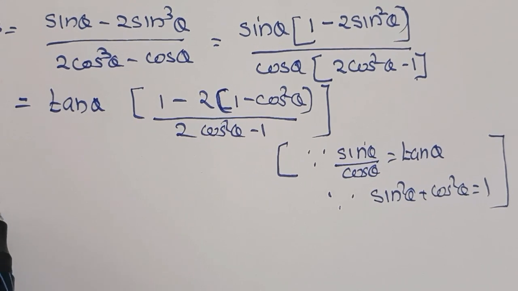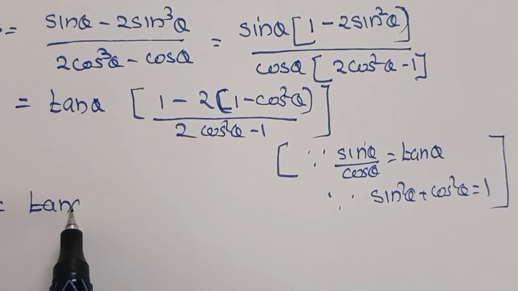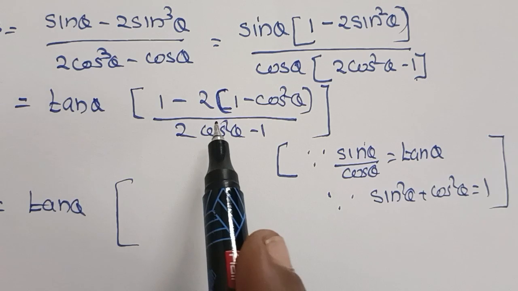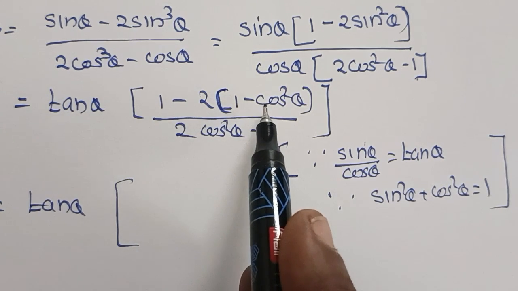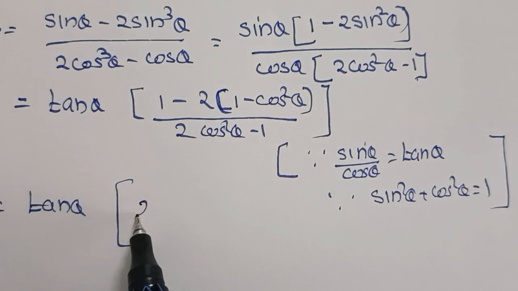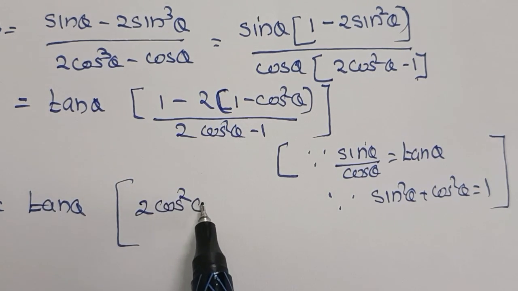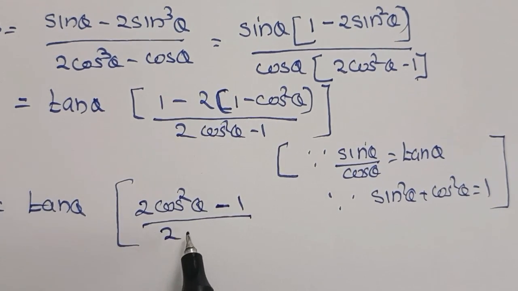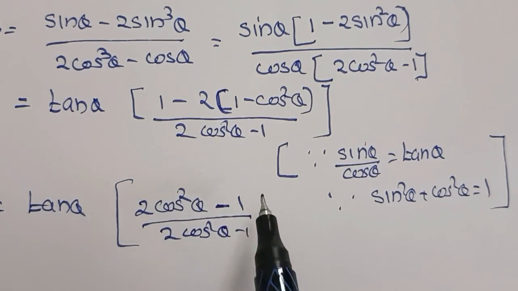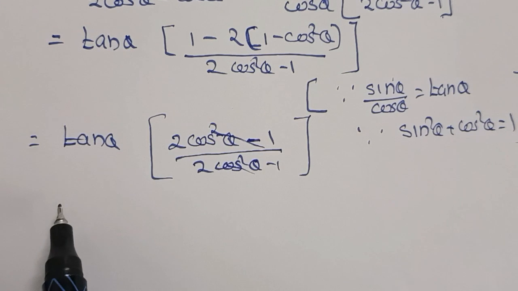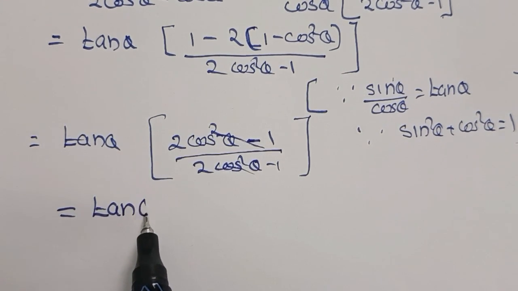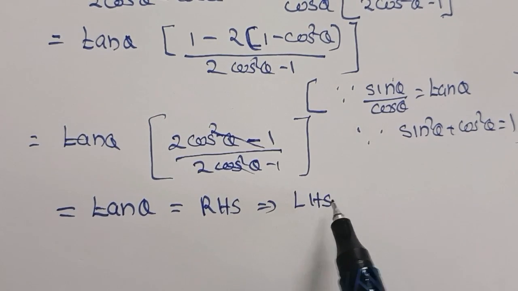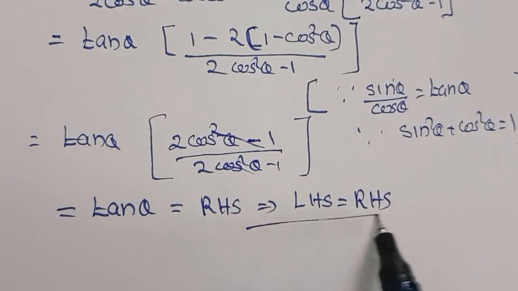Okay. That is equal to tan theta into, when you open the bracket, you get 1 minus 2, 1 minus 2 is minus 1. Minus 2 into minus cos square theta is plus 2 cos square theta. So numerator it is 2 cos square theta, 1 minus 2, that is minus 1. 2 cos square theta minus 1 by 2 cos square theta minus 1. These two get cancelled and we get tan theta as the RHS. Tan theta, that is the required RHS. That implies LHS equal to RHS. Therefore, we proved the identity.